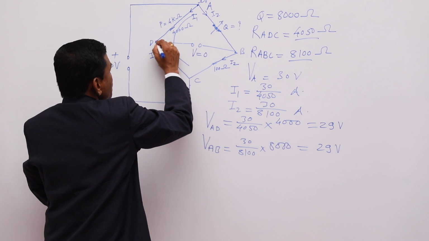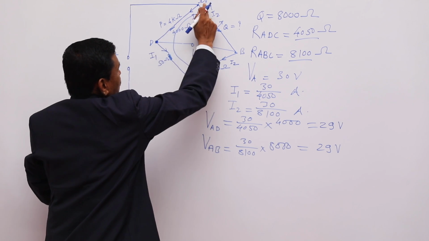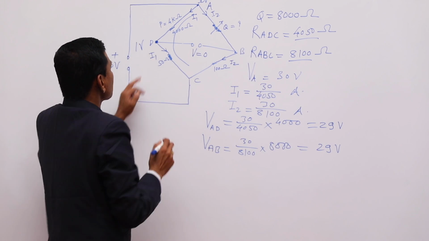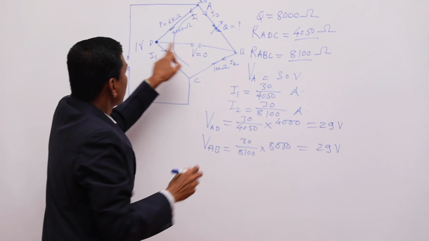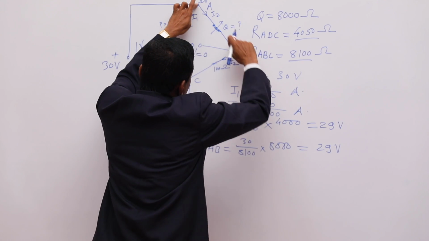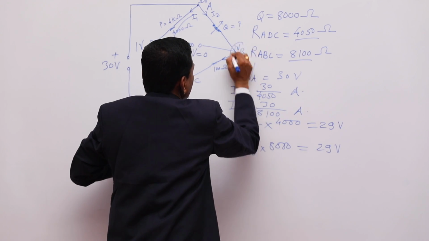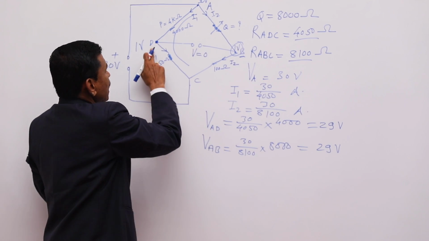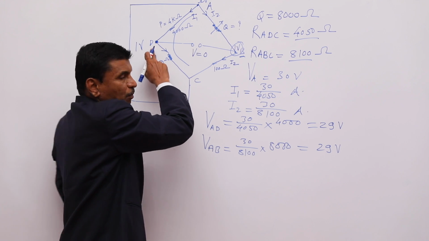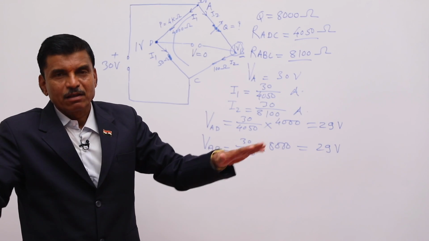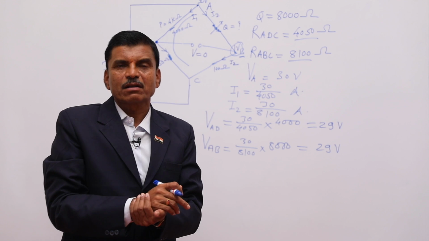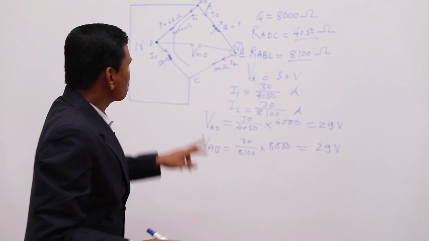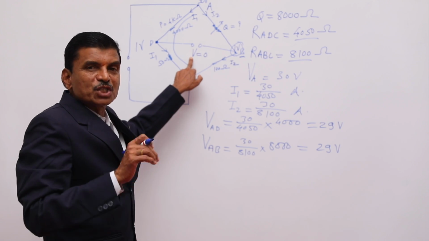So how much potential is left? 30 volt minus 29 volt. So 1 volt will be the potential at point D, and 30 volt minus 29, so 1 volt will be the potential at point B. So what we have shown is that the potential at point B and the potential at point D are equal. So there is no current from B to D or D to B. So the potential difference between the 2 points is equal to 0.